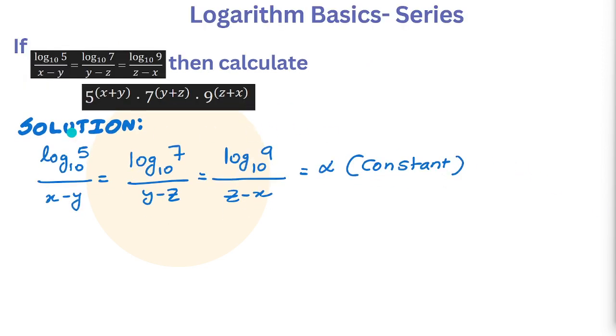This is just the equation given to us, but we've added a constant here. The reason we've assigned this constant is that we're working with ratios. We want to put this all into ratios. So that's why we've assigned this constant.